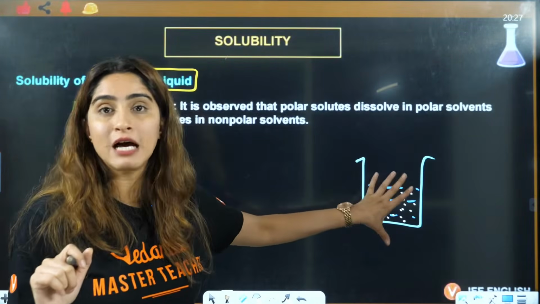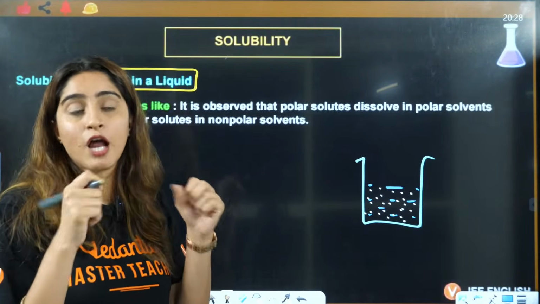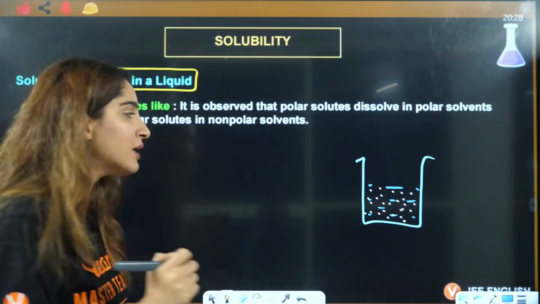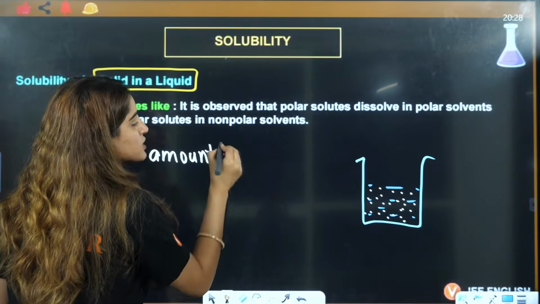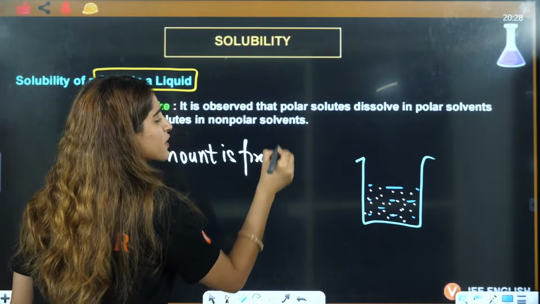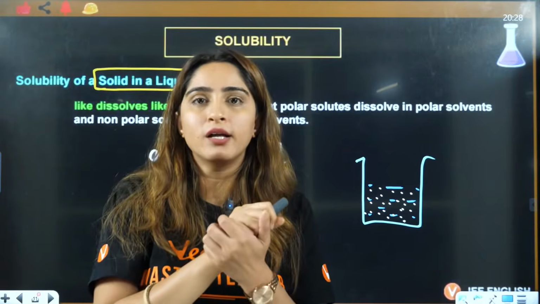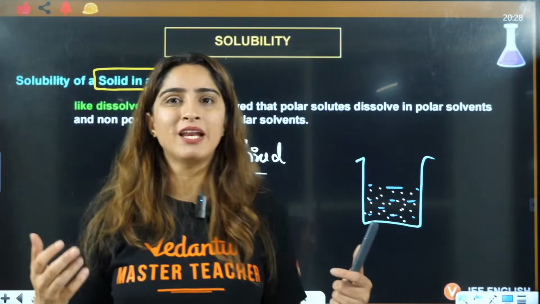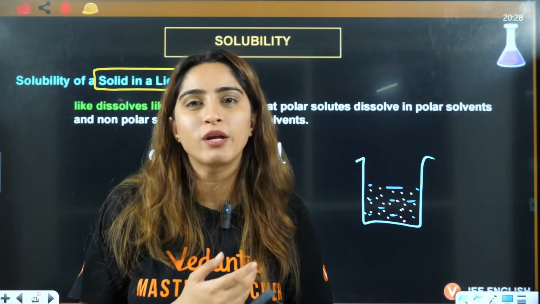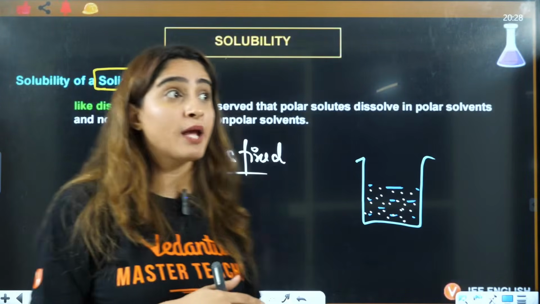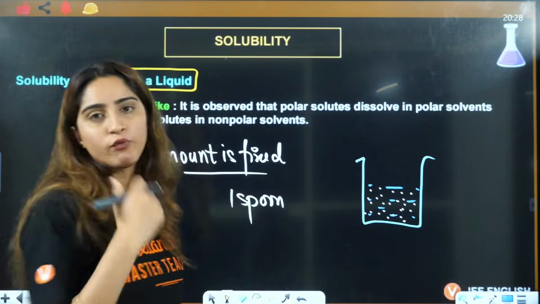What you have done is dissolution. That is called solubility, right? How much amount of it dissolves is fixed. The amount is fixed, which means what you will observe while mixing sugar into the water is that when your water is very cold, very few sugar crystals will dissolve, right? Sometimes you will be able to dissolve only 1 spoon. It depends on the quantity of the water as well.